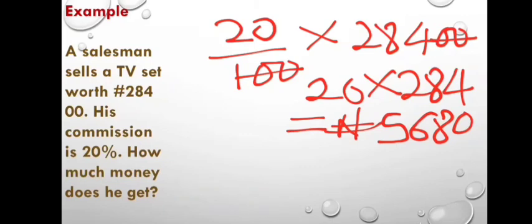So this is the amount that the salesman gets for selling a TV set worth 28,400 naira. He gets 5,680 naira as his commission. I hope that was very, very simple.